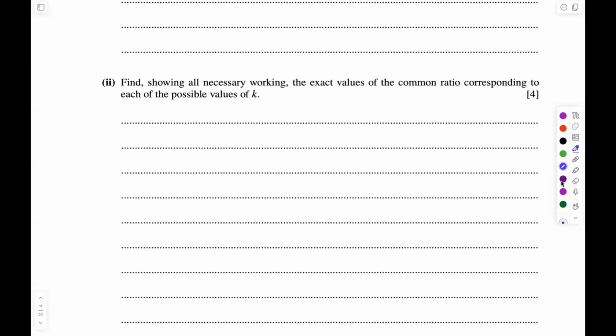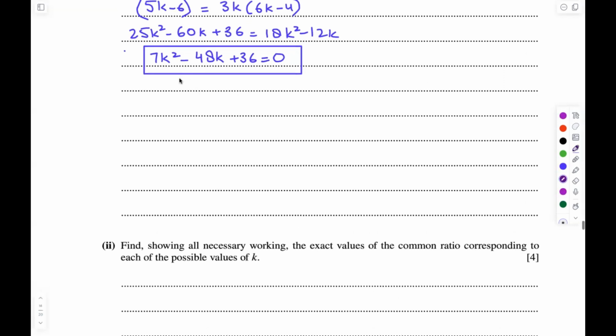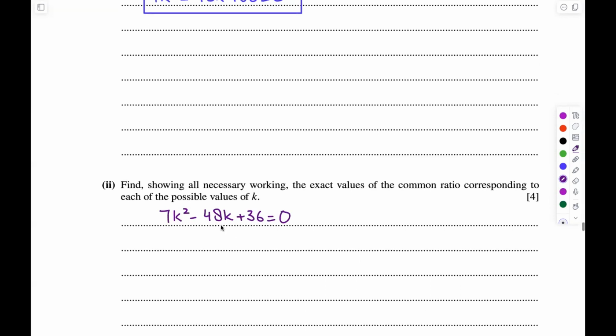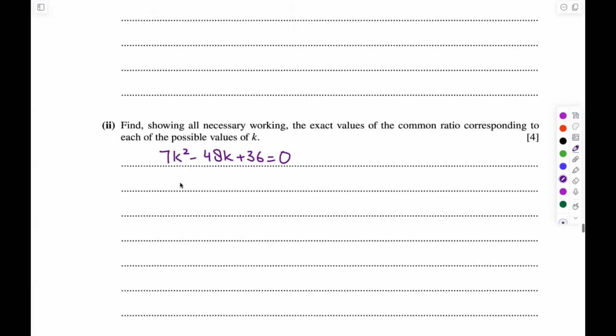In part 2, it says, find, showing all necessary working, the exact values of the common ratio corresponding to each of the possible values of k. Now we have the equation for k, which is 7k squared minus 48k plus 36 equals 0. Now we can use our calculators to solve this equation. When we substitute these values in the quadratic equation of our calculator, one of the values of k will be equal to 6 upon 7, and the other value of k will be equal to positive 6.